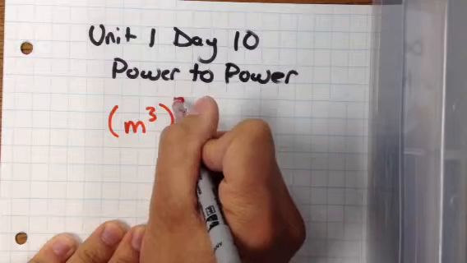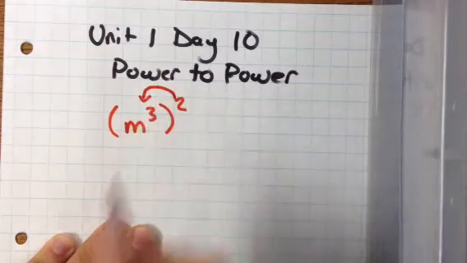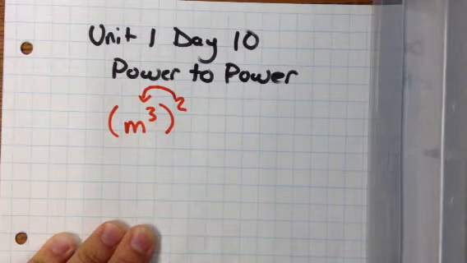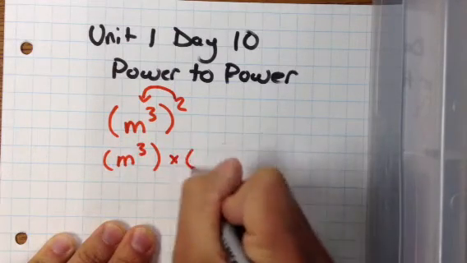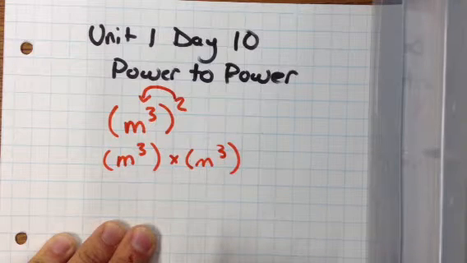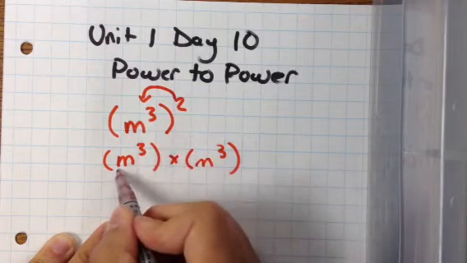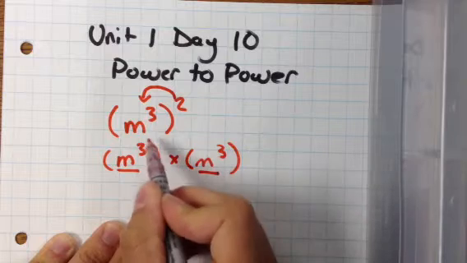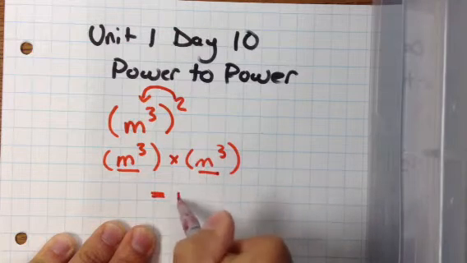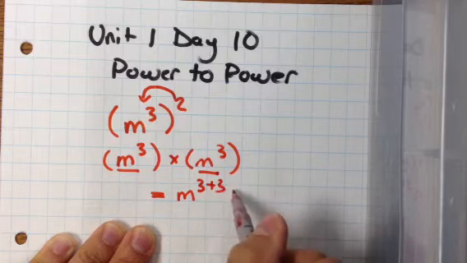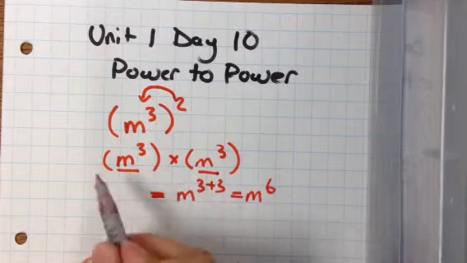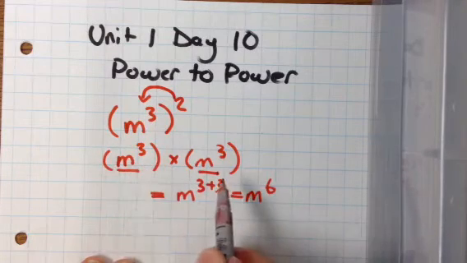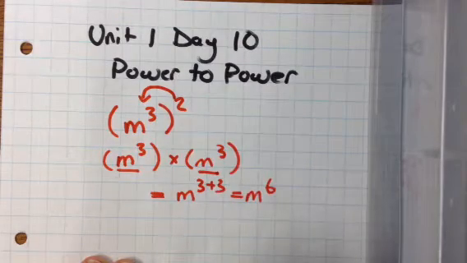If we think about this, this 2 is telling us I have 2 of whatever's in the bracket. So if I wrote it out, it really means m to the 3 times m to the 3. And if we simplified it, we know that because the bases are the same, they're m's, we can add their exponents. So really it would just be m to the 3 plus 3 would equal m to the 6. Okay, that's great. That's an easy one, but sometimes you're going to deal with more complicated ones that will take a long time to work this way. So there's got to be a faster way.